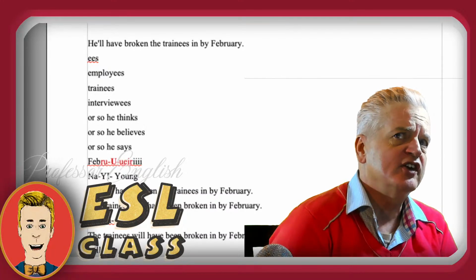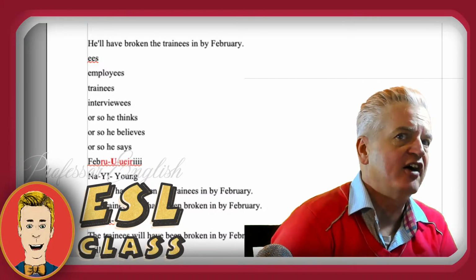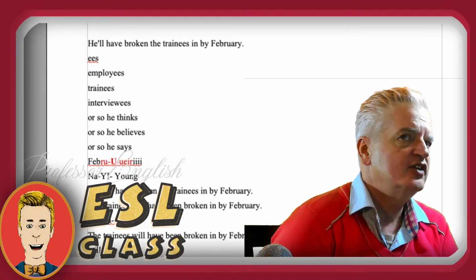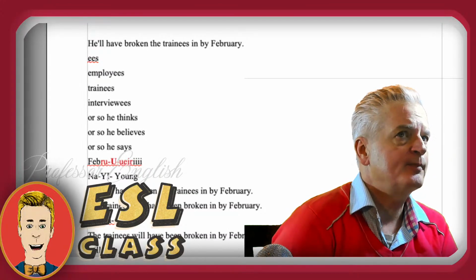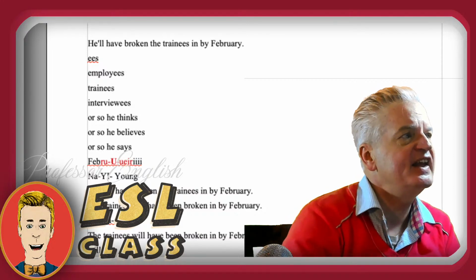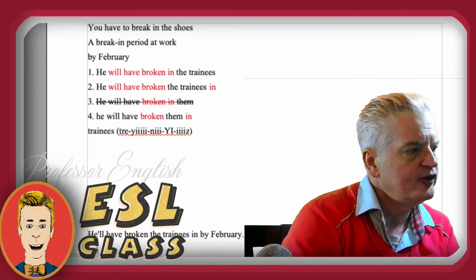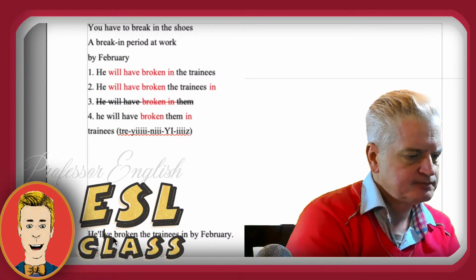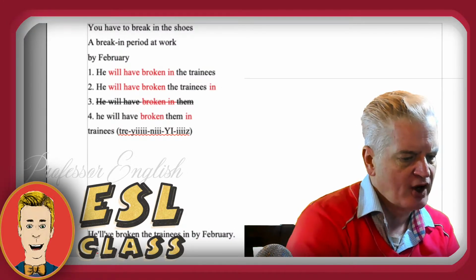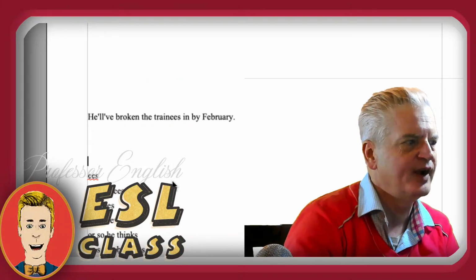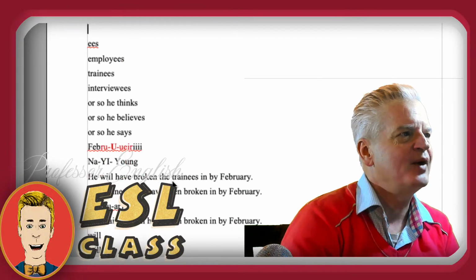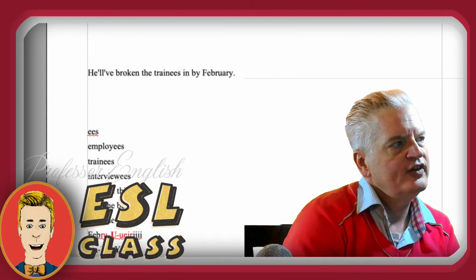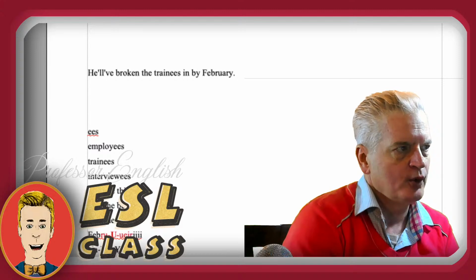But in spoken English, the perfect have always sounds like of in spoken conversation. So if you're talking to someone, it will sound like this. It will sound like he'll have broken in the trainees by February. This is how it sounds when people talk. You cannot write this. Don't ever write this. But this is how it sounds when people are talking. That sounds like the word of, and it's he'll have broken the trainees in by February.